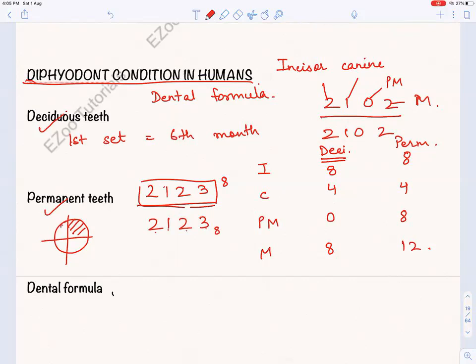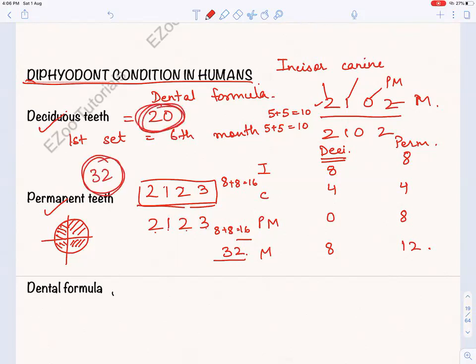So 8 plus 8, 16. Now this also 8, this also 8. So 8 plus 8, 16. So adults have 32 teeth, right? Similarly, 2102, 2 plus 1, 3, 4, 5. So 5 plus 5, 10. So we have 20 deciduous teeth and 32 permanent teeth. Okay, babies have 20 teeth and adults have 32 teeth. Okay, very easy.